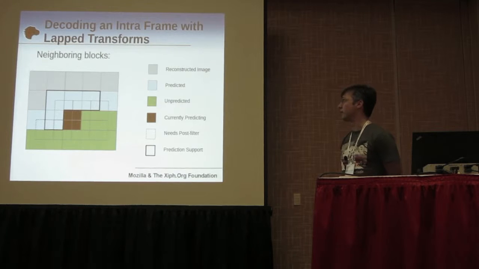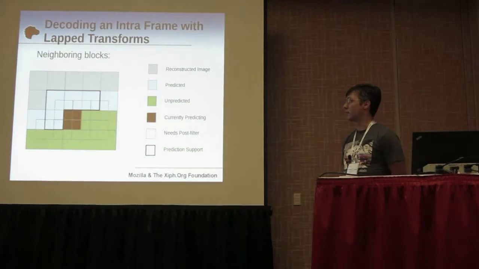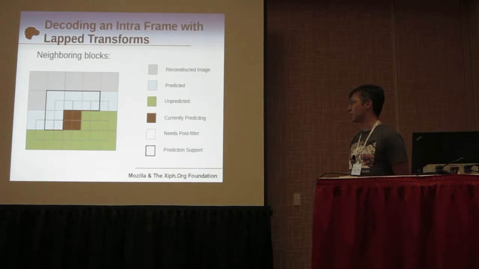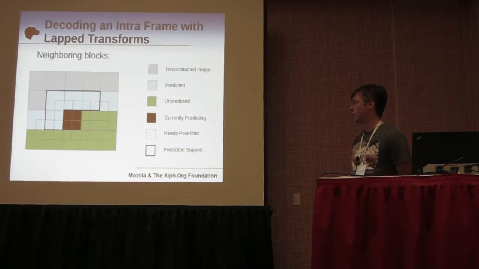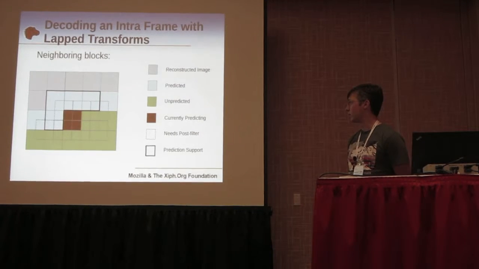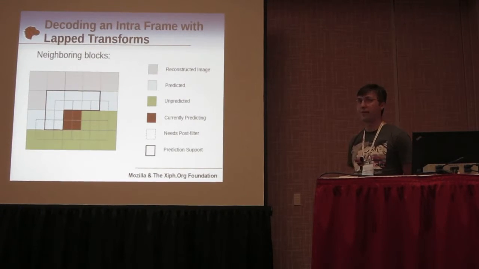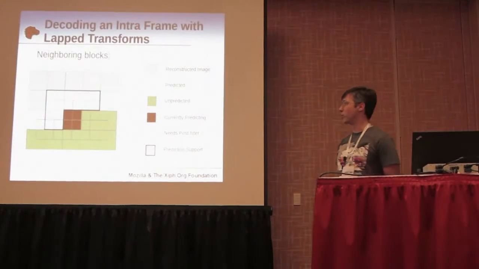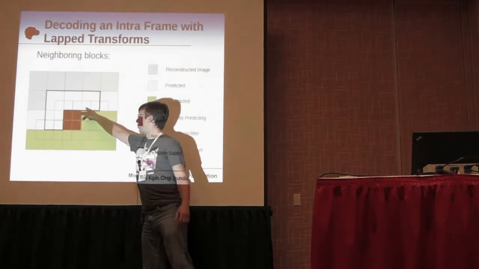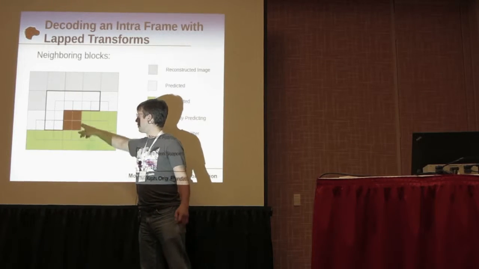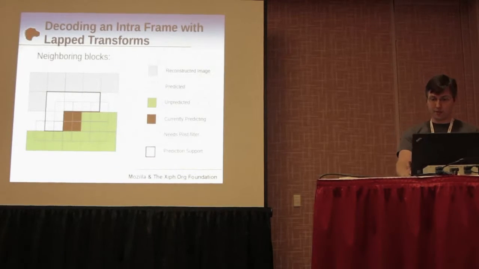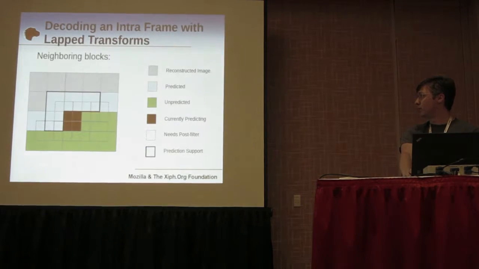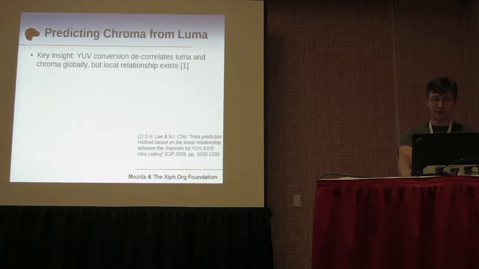This is a decode pipeline of a codec using lapped transforms. The red block is the one that we're currently trying to predict, from the blocks in bold. But because we haven't been able to apply the post-filter, we don't have the spatial image data. So we don't have the pixels that are along this border here in the spatial domain to do a spatial prediction of the block in red. And so what I'd like to talk to you about today is two techniques we developed for doing Chroma from Luma in a codec that's using lapped transforms.